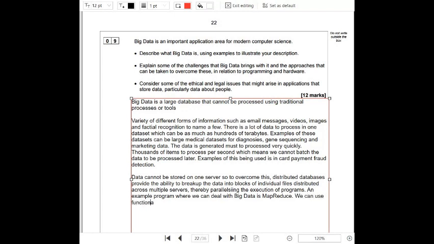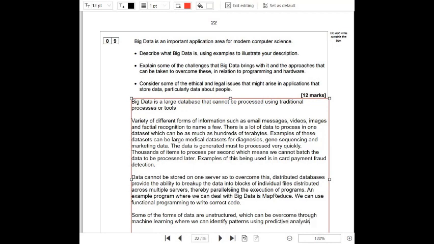So we can use functional programming to write correct code. So we could also have some of the forms of data are unstructured, which can be overcome through machine learning, where we can identify patterns using predictive analysis. Okay, so that's what we got so far.